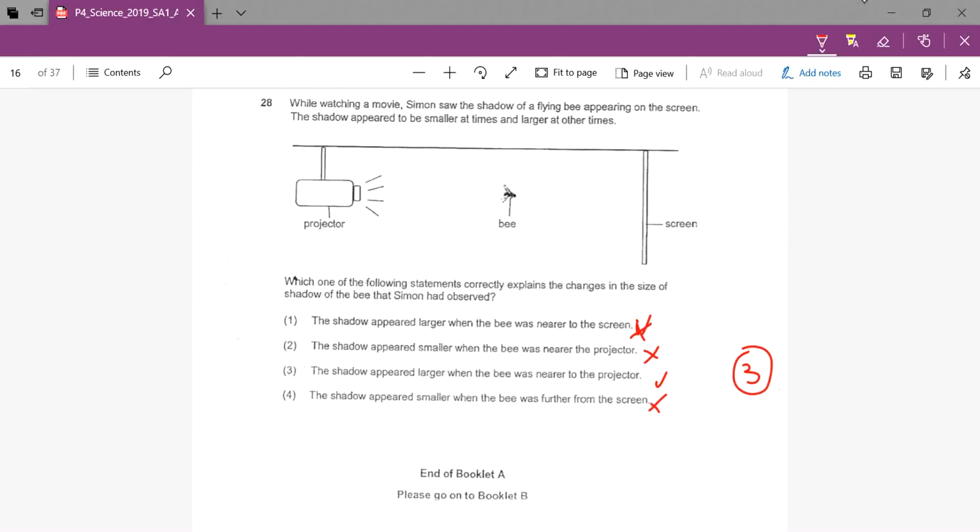Shadow is smaller when the bee was further from the screen. If you're further from the screen, it means you're nearer to the projector, you know. So if you're nearer to the projector, what does it mean? It means that the shadow is bigger. More light is being blocked.